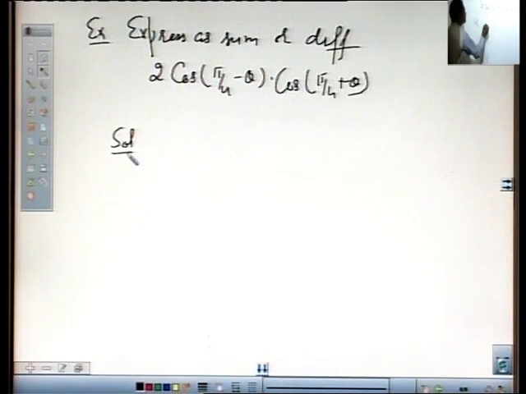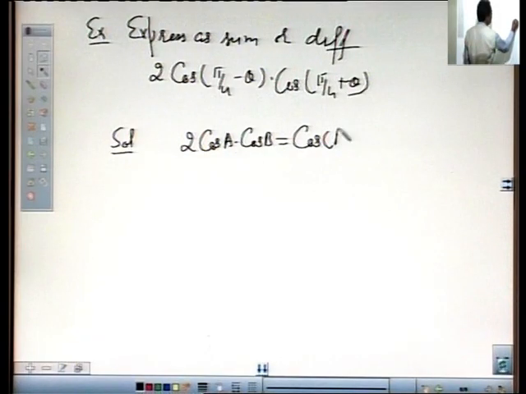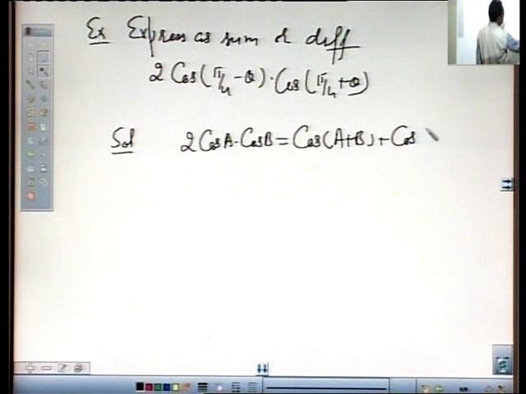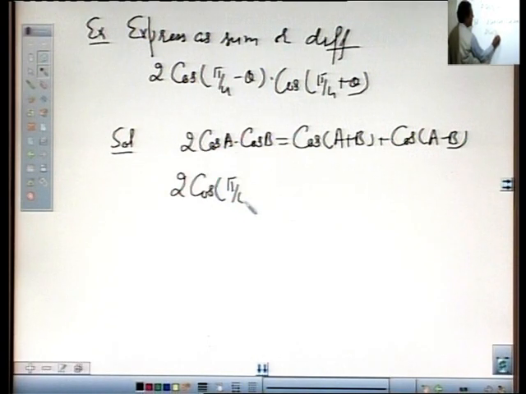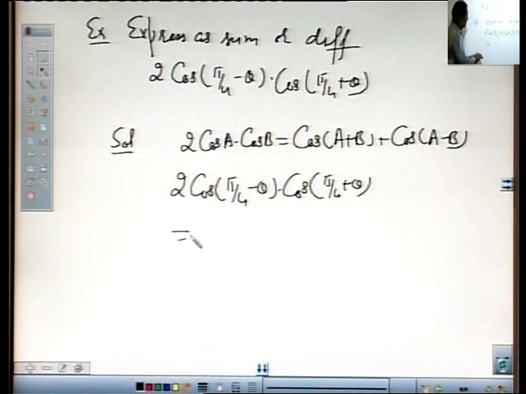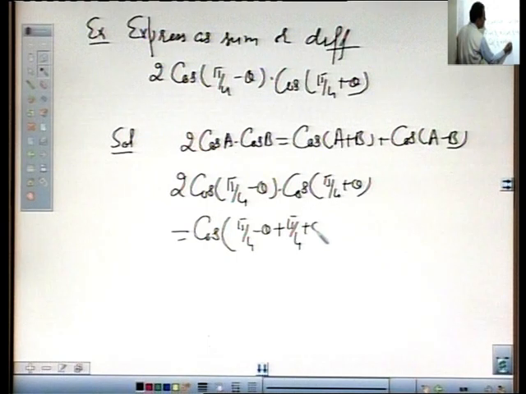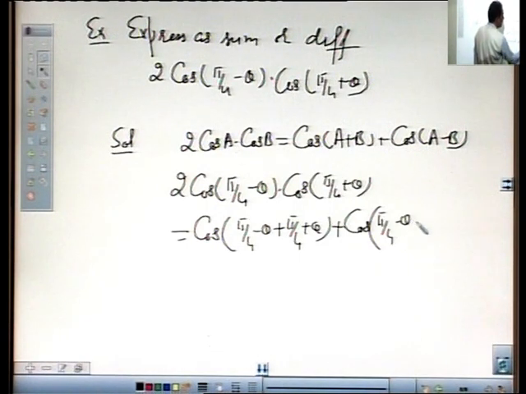Now we use the formula 2 cos A cos B, this equal to cos A plus B plus cos A minus B. 2 into cos pi by 4 minus theta into cos pi by 4 plus theta, and this equal to 2 cos pi by 4 minus theta is cos A, and cos pi by 4 plus theta is cos B, and this equal to cos of pi by 4 minus theta plus pi by 4 plus theta, this be the cos A plus B, plus cos A minus B, pi by 4 minus theta minus pi by 4 minus theta.